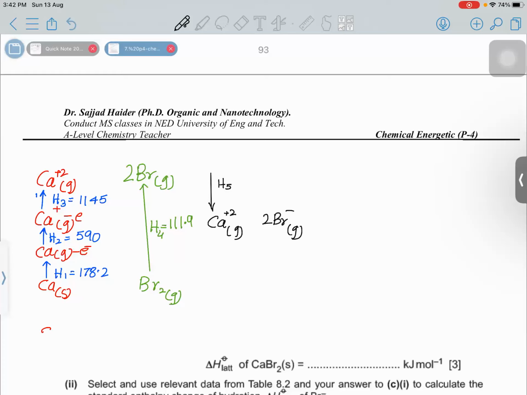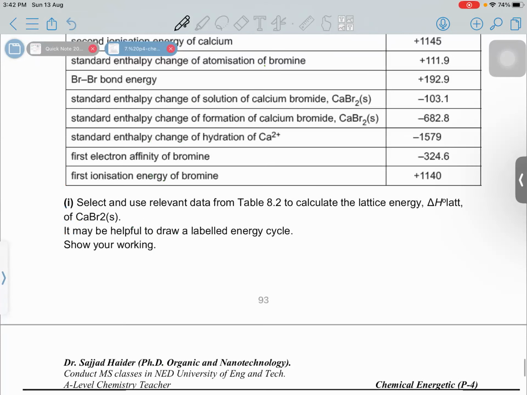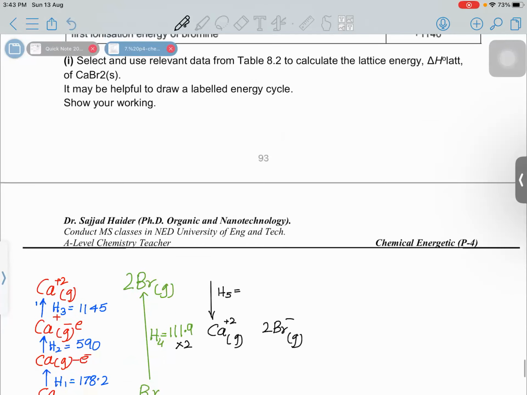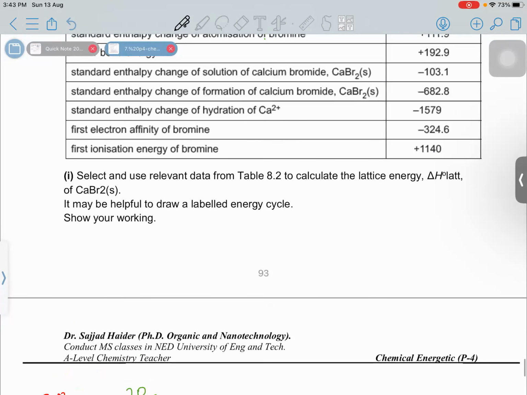I have committed one mistake in H4. Atomization of bromine is 111. You have to multiply it by 2, because here we have 2 bromine atoms. So H5 is the electron affinity of bromine. So, sir, minus 324.6 times 2. Okay, minus 324.6 times 2. The second electron affinity is also given.